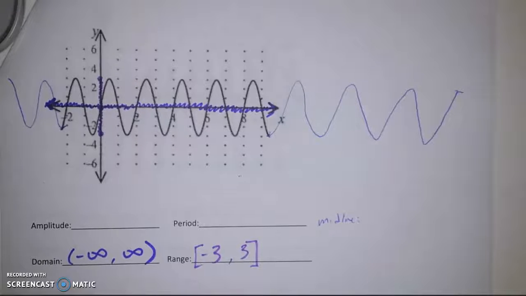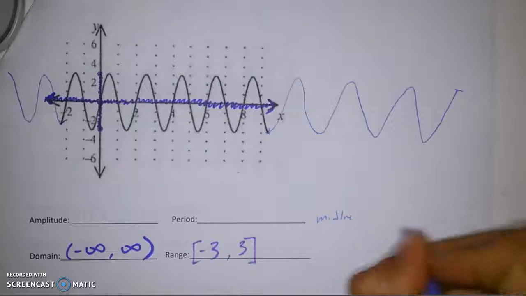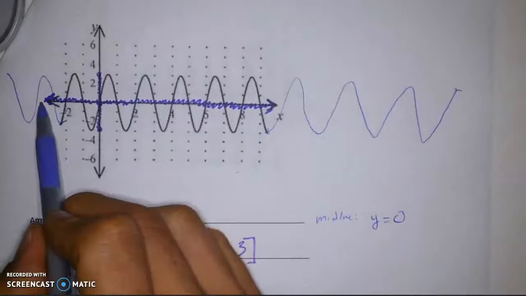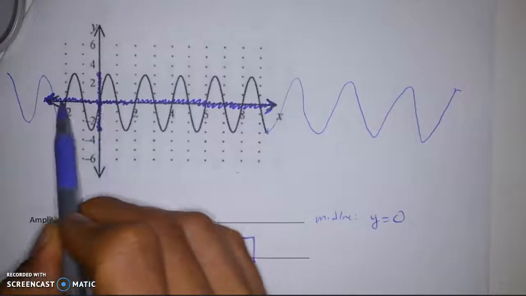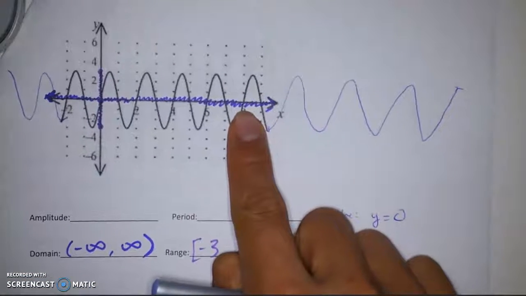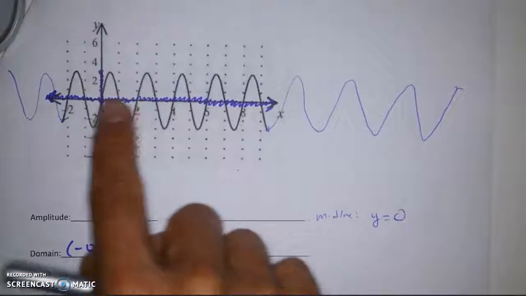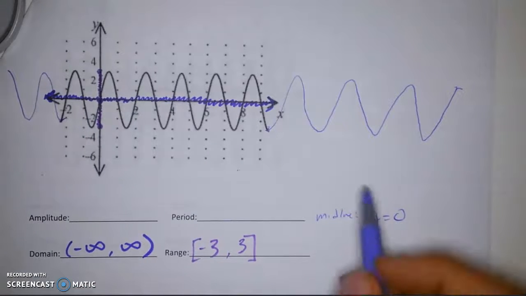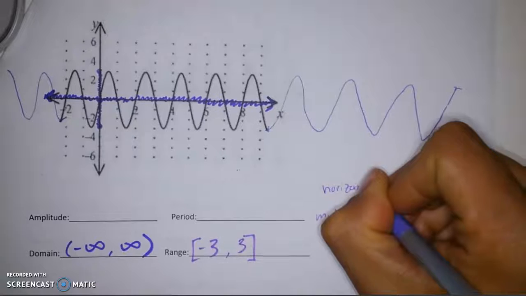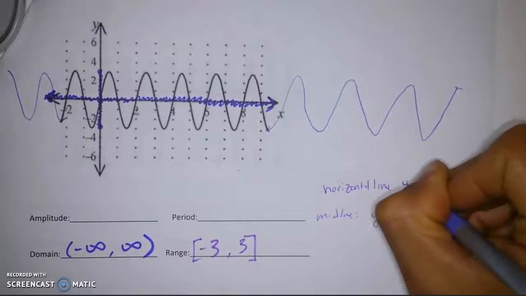Now, let's look at midline. Does anyone think they can determine what the midline is of this graph? To be a little more specific, y equals 0. The midline is still this portion here, it's still the x-axis. There's not really much mathematically you do to determine the midline. It really is just visual. Where's the middle of my graph? And since it's a horizontal line, it needs to be in the form of y equals.